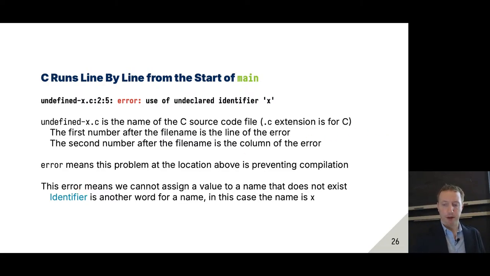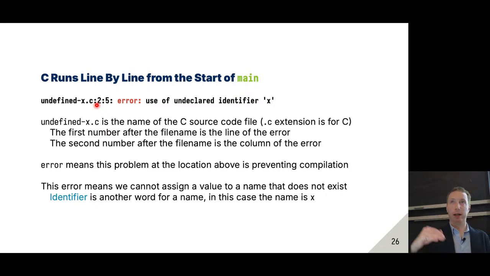So remember, C runs line by line from the start of main. If we break down this error a little bit, this undefined x.c is just the name of the C file, your C source code file. Usually they'll always end in .c, that's the extension for C. And then it will have a colon followed by a number. That first number after the file name is the line of the error.